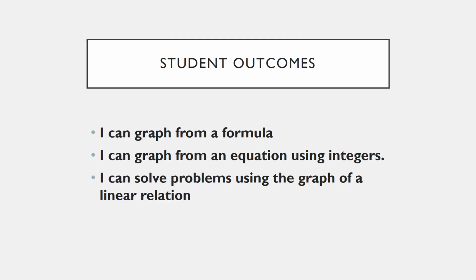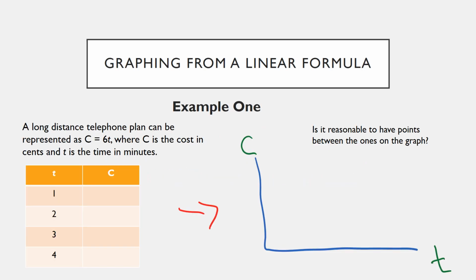Our student outcomes for today are: I can graph from a formula, I can graph from an equation using integers, and I can solve problems using the graph of a linear relation. So let's take a look and see what that all means.